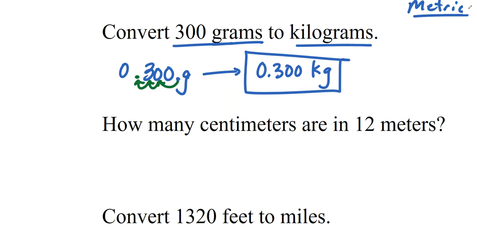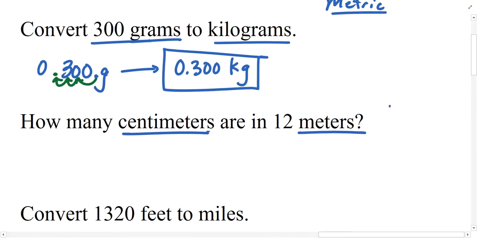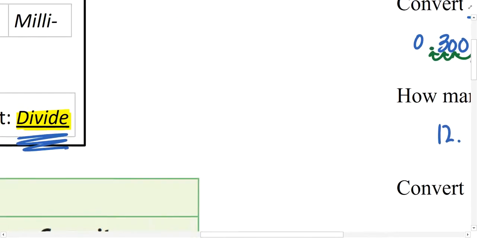In the second example, how many centimeters are in 12 meters? Well, here's a meter unit and centimeter unit. Both are metric. So we're going to use the chart on the top. This time we're starting with 12 meters, 12.0 meters, so 12 meters, and we're converting to centimeters.